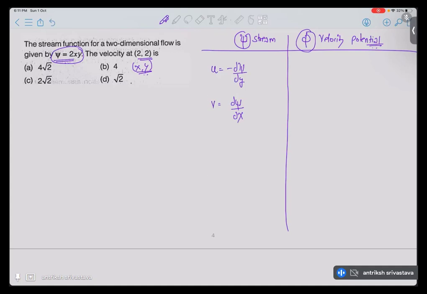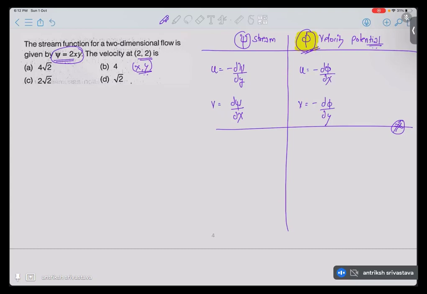Similarly, can we get velocity using the velocity potential phi? Yes, we can. u is equal to minus d phi by dx. v is equal to minus d phi by dy. Okay, so this is something which you can note. There are a lot more things to talk about these two. First, we'll solve this question, and probably for the next question, we are going to see some more concepts.